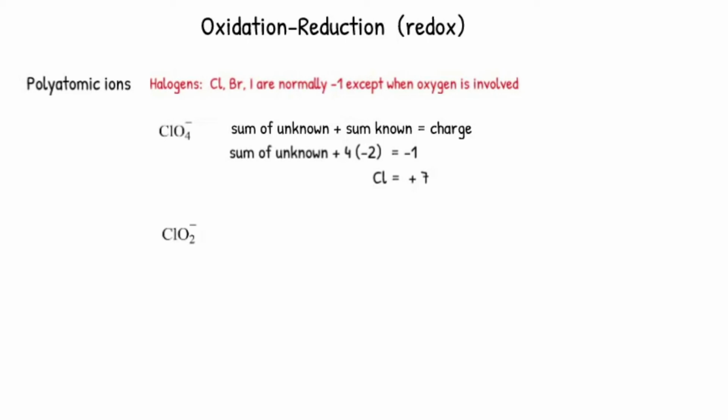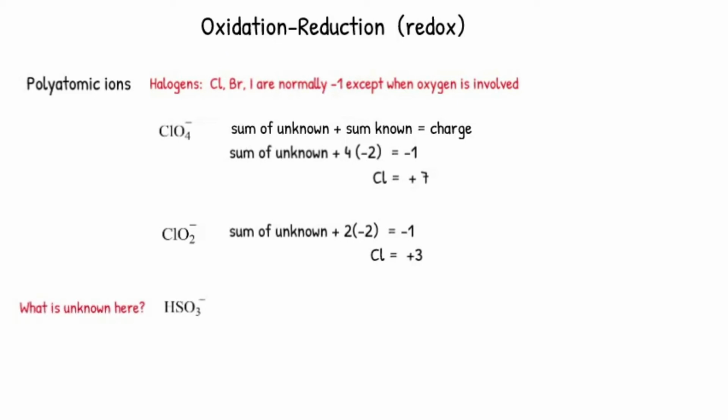For ClO2-, applying the same principle, the unknown plus 2 times the -2 oxidation state of oxygen is equal to -1. Chlorine is +3. Here is another example, HSO3-.